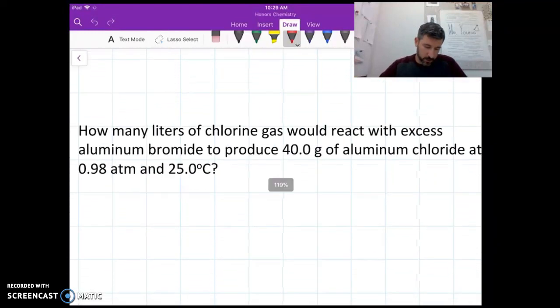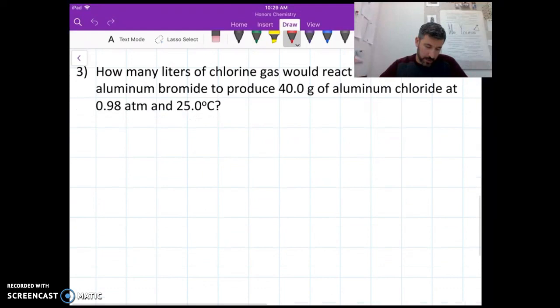Okay, last question. It says how many liters of chlorine gas would react with excess aluminum bromide to produce 40 grams of aluminum chloride at 0.988 atmospheres and 25 degrees Celsius. So what kind of reaction do we think this is? Okay, so it's going to be single replacement.